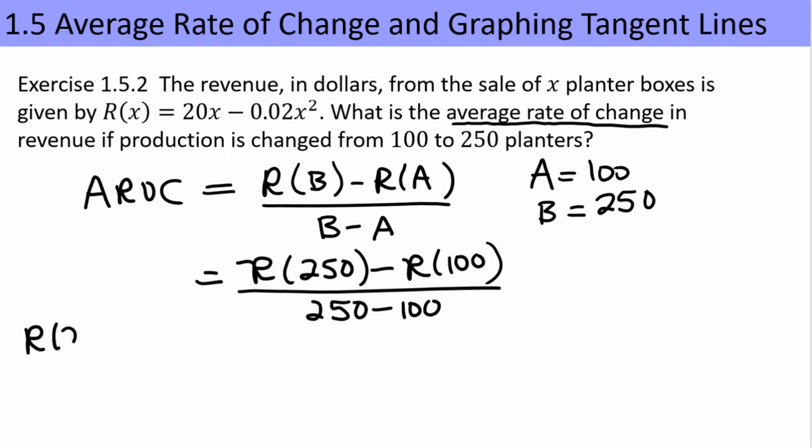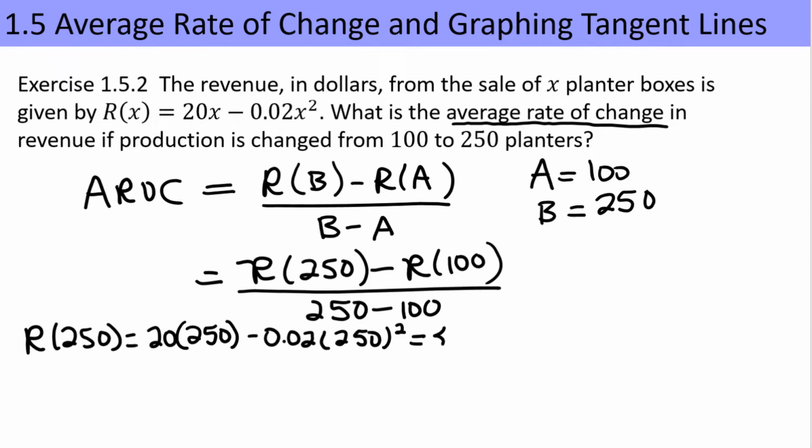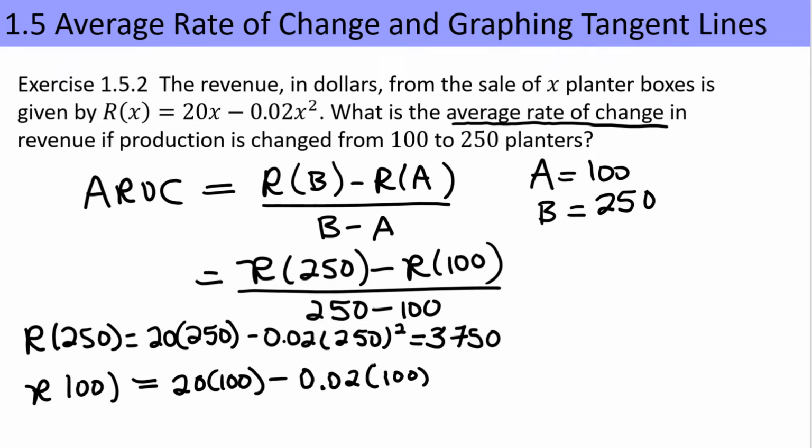Let's solve the separate function values. So the revenue at 250 would be 20 times 250 minus 0.02 times 250 squared, and in your calculator that will come out to 3,750. And the revenue when you sell 100 of these boxes will be, let's see, 20 times 100 minus 0.02 times 100 squared. Compute this in your calculator, and the output is 1,800.